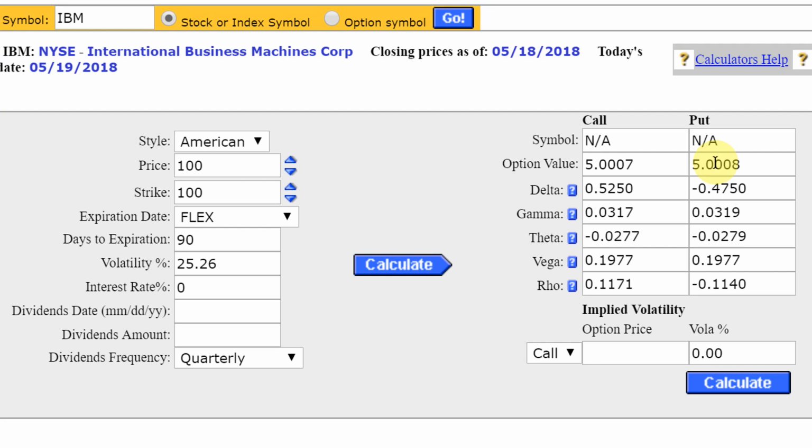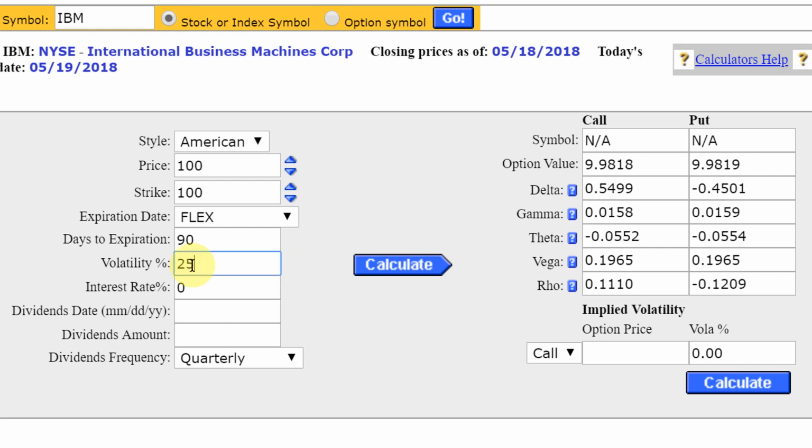But the degree to which those two variables move, time and volatility, is not the same. Volatility is proportional to the square root of time. So watch what happens. If I want to double this option's price, we'll just look at the calls. A couple of ways I can do it by keeping the stock price constant. One is I can double my volatility. So if I make this 50.52, and I choose calculate, then I should get an option price of almost 10. And there it is, 9.98.